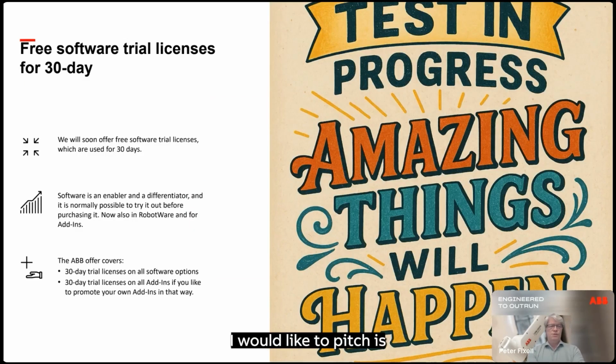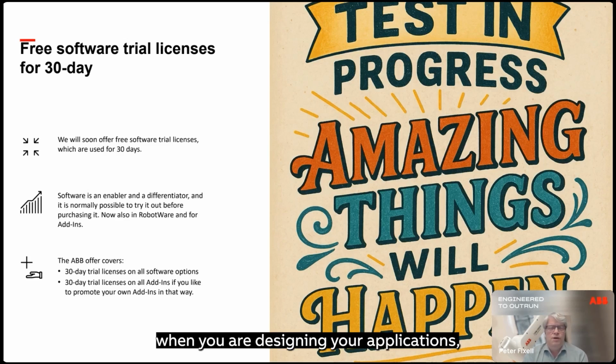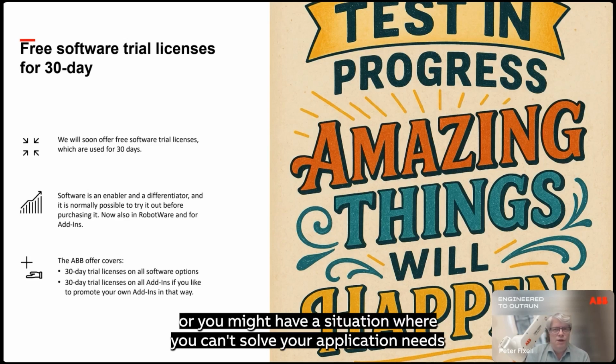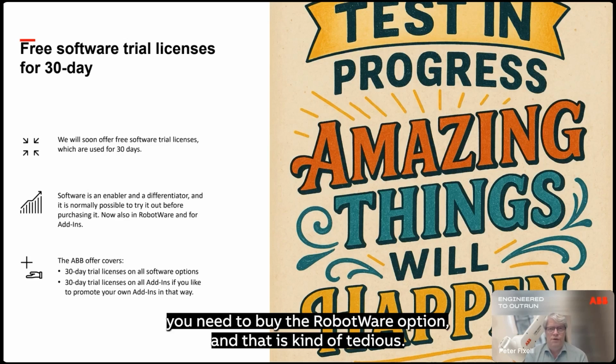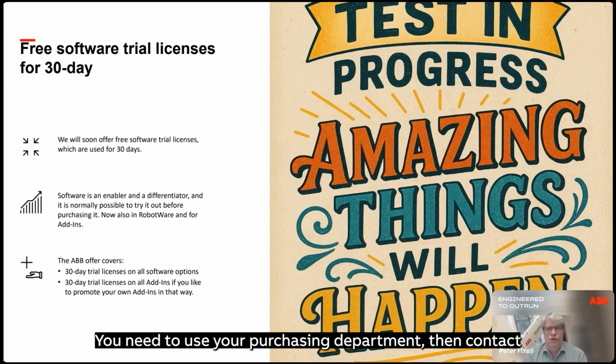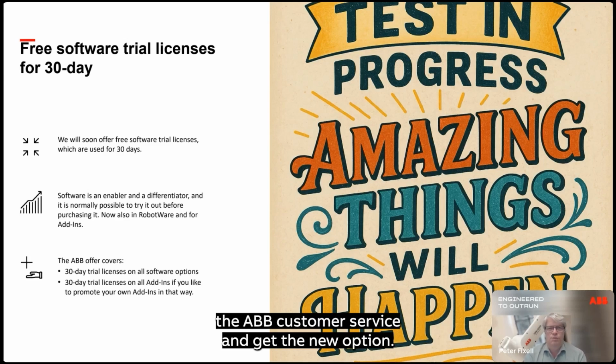Next one I would like to pitch is, when you are designing your applications, you might have a situation where you can't solve your application needs and you would like to test something. As we have it currently, you need to buy the RobotWare option, and that is kind of tedious. You need to use your purchasing department, contact ABB customer service, and get the new option and the new license key.